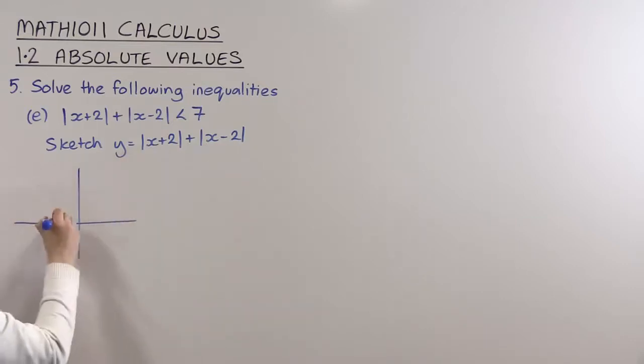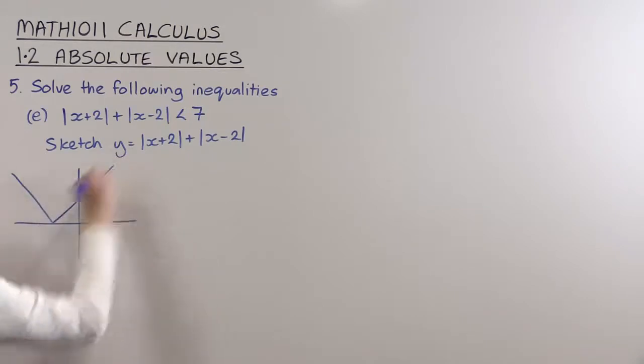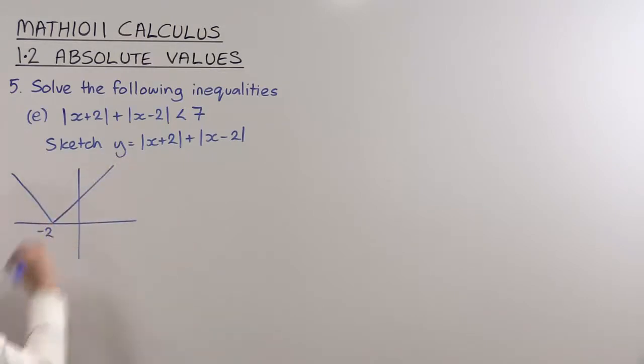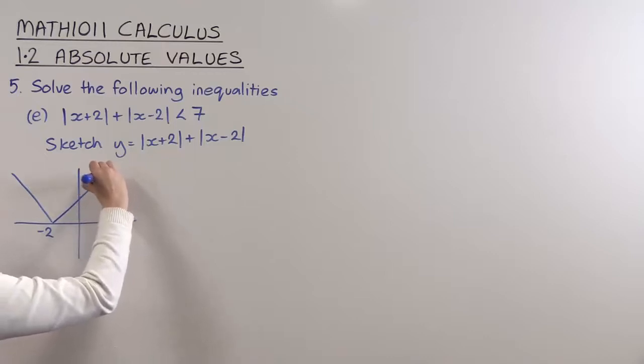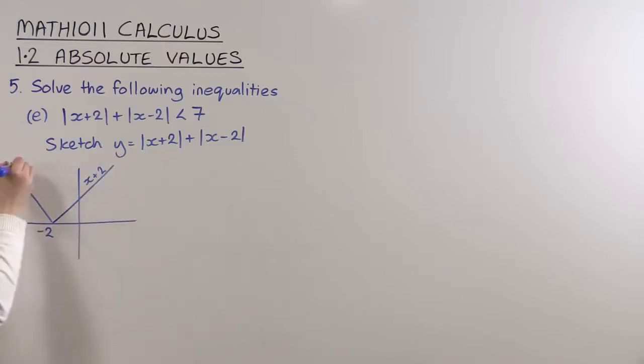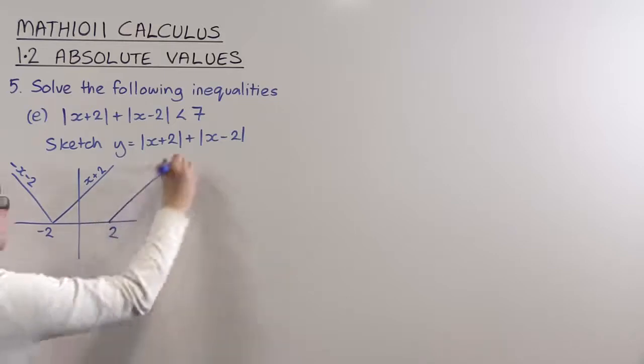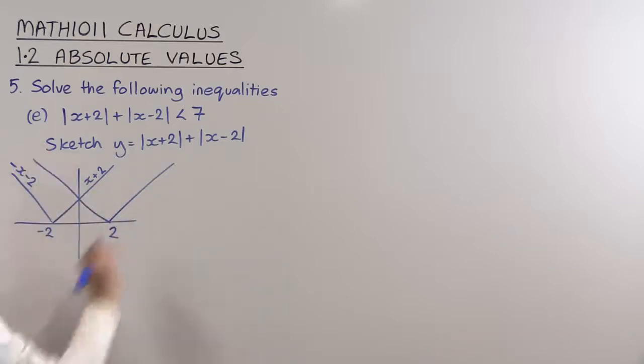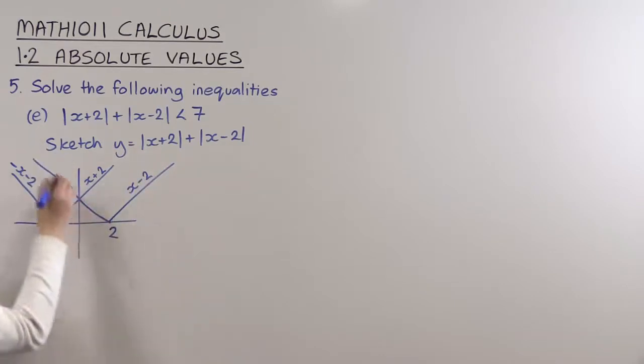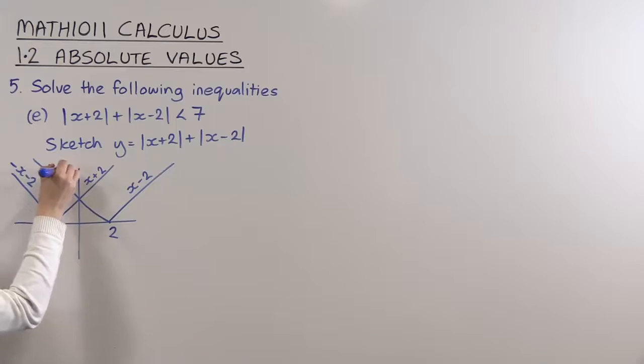Absolute value of x plus 2 is an absolute value graph shifted left 2. The equation on this side is x plus 2. The equation on this side is minus outside of x plus 2, so that's minus x minus 2. This section, x minus 2, is an absolute value graph shifted across right 2, so that's here. It's got an equation x minus 2 on this side, but this equation here is minus outside of x minus 2, so that's minus x plus 2.